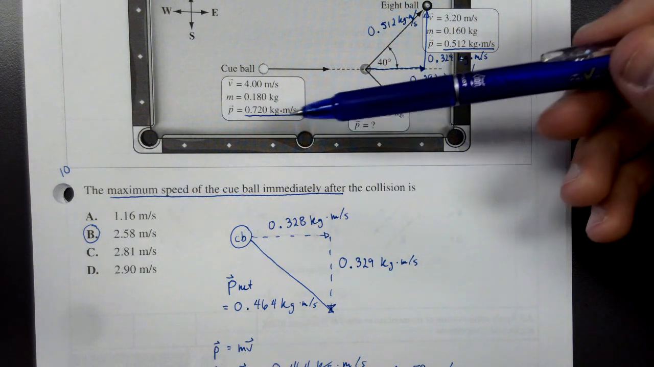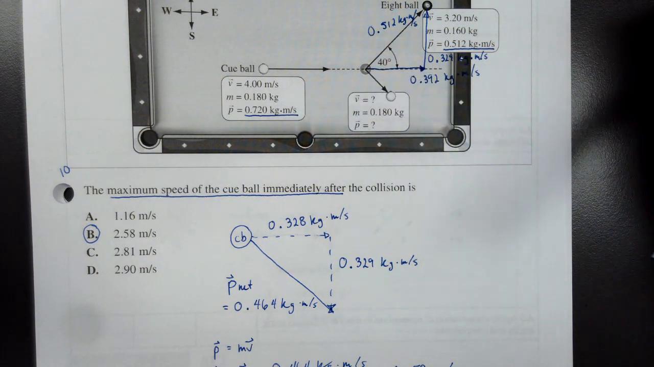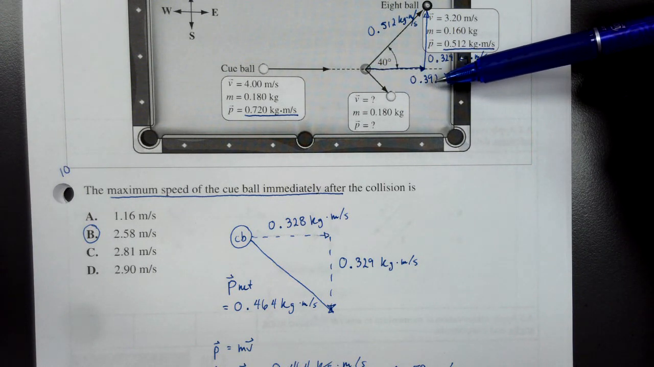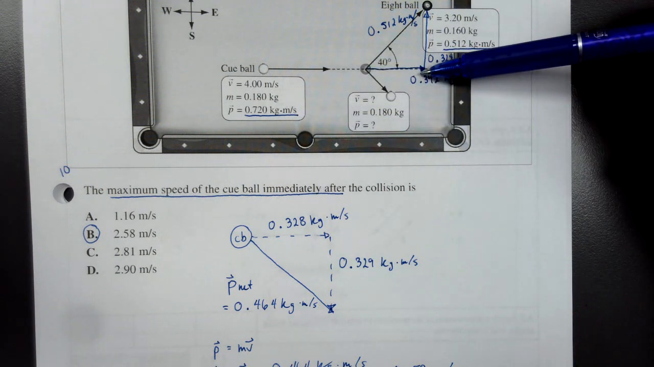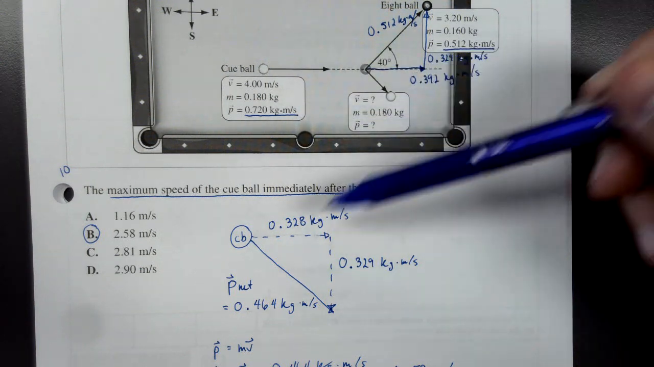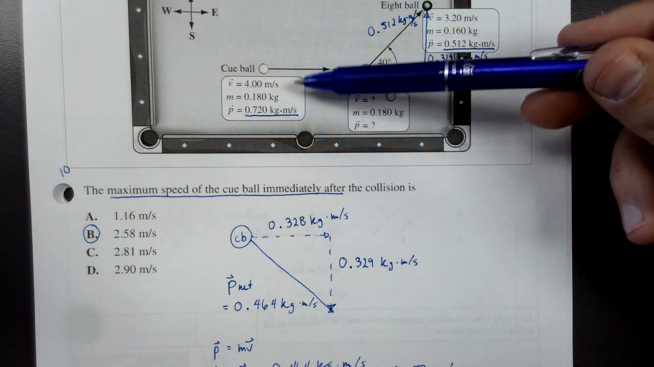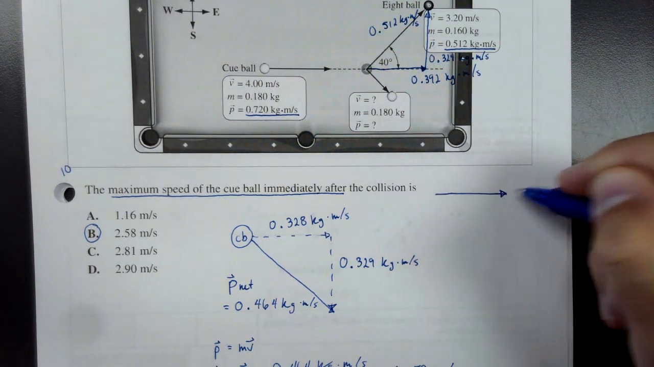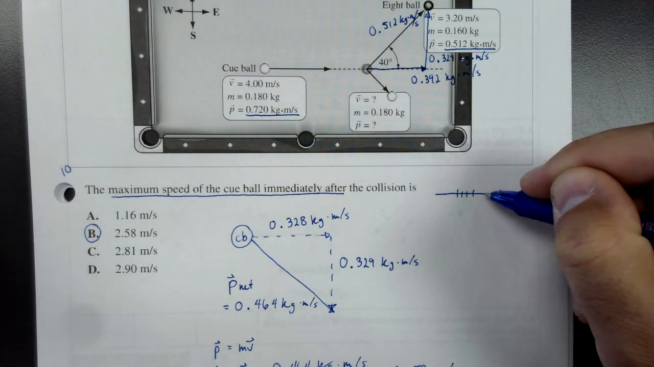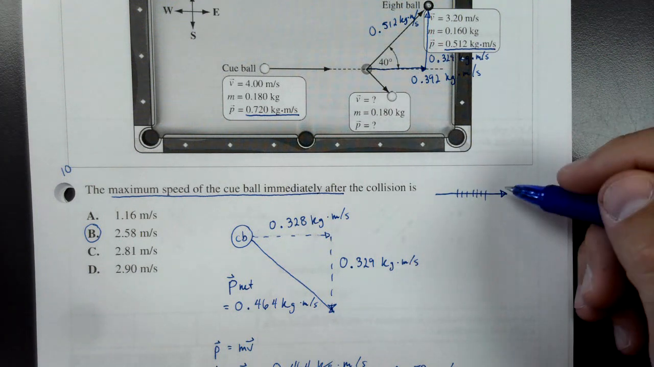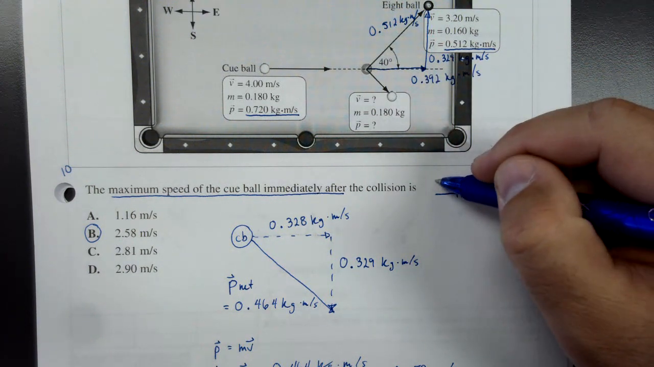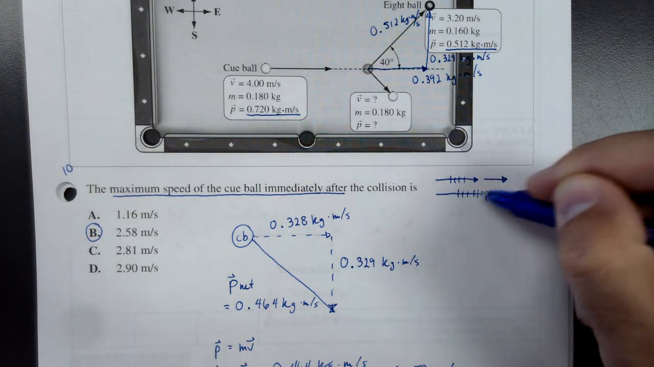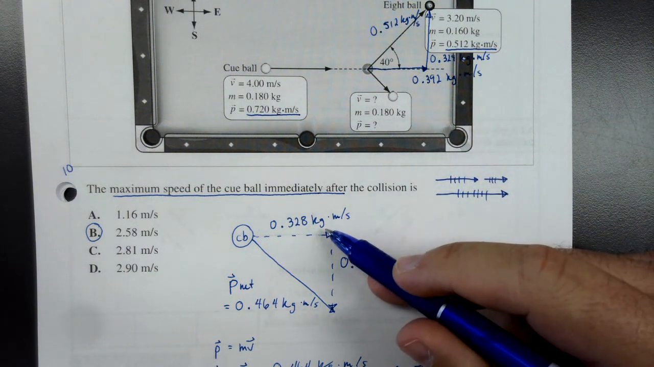Secondly, in the east direction, my momentum was 0.72. I know that this east momentum was 0.392. So all I had to do was take 0.72 minus 0.392 and realize that these two have to add up to 0.72. Essentially, this was my initial horizontal momentum. 1, 2, 3, 4, 5, 6, 7. This one is about 4, meaning if I just take 7 minus 4, I'm going to get my leftover value.